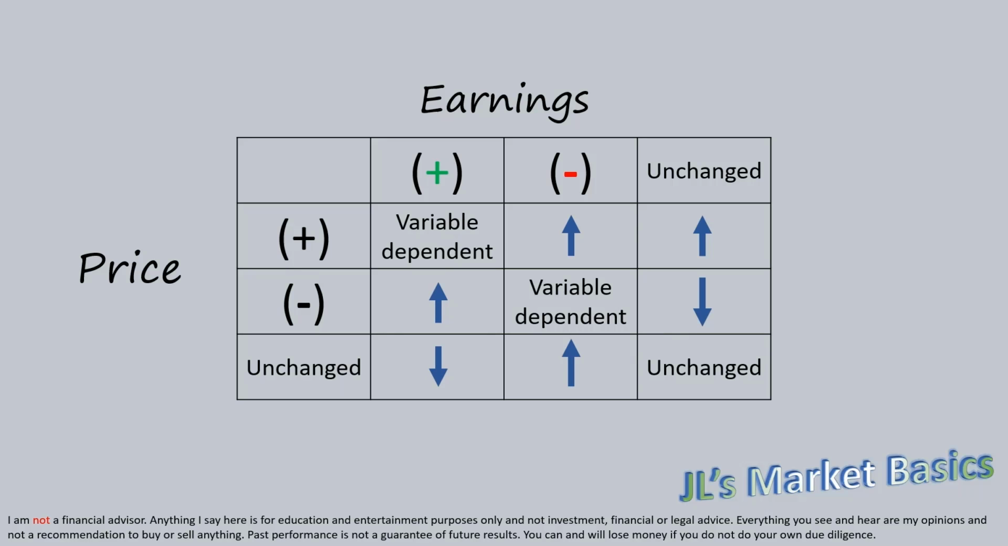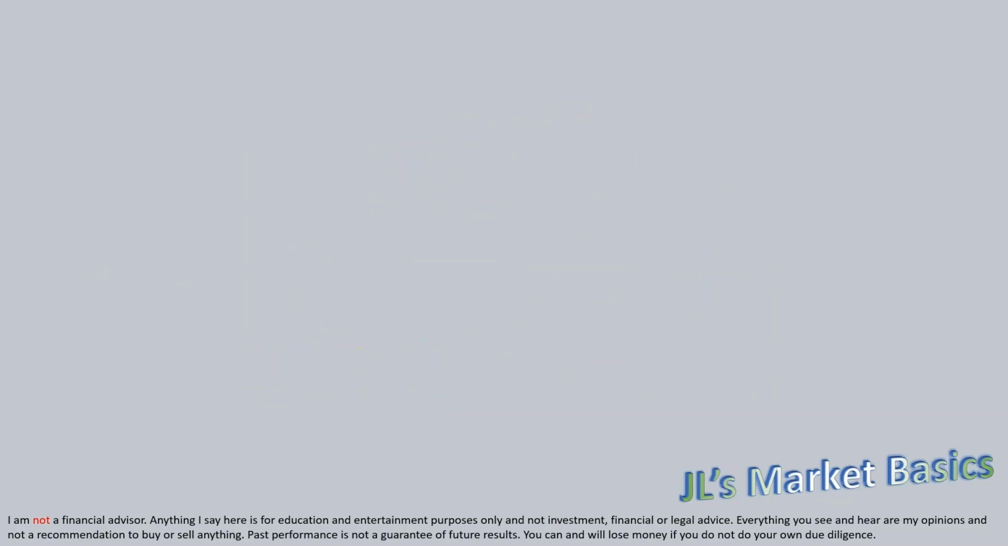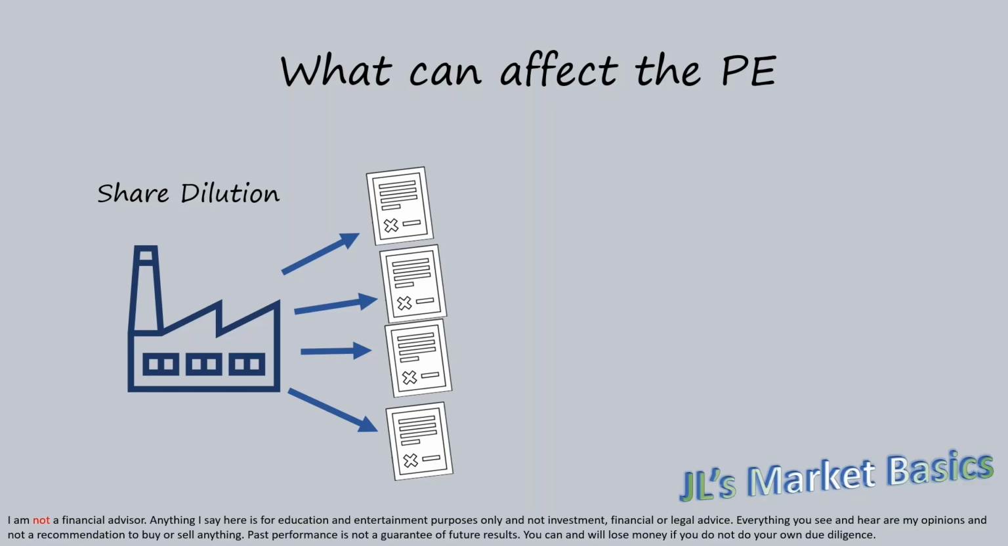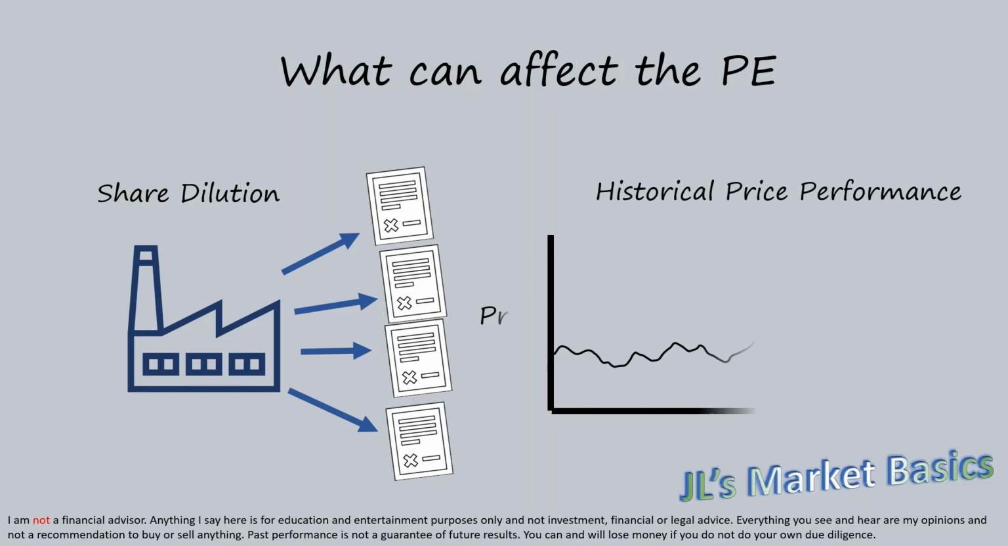Here are a few ways the PE of a company could change based on the change in price and or earnings. For example, if a company has a significant increase in earnings and the price remains unchanged, it could be a potential buying opportunity because the market has not yet priced in the earnings growth. It is important, however, to keep in mind that the PE can be affected if a company has had its shares diluted, and also traders will want to keep an eye on the historical average for the share price and the PE ratio.